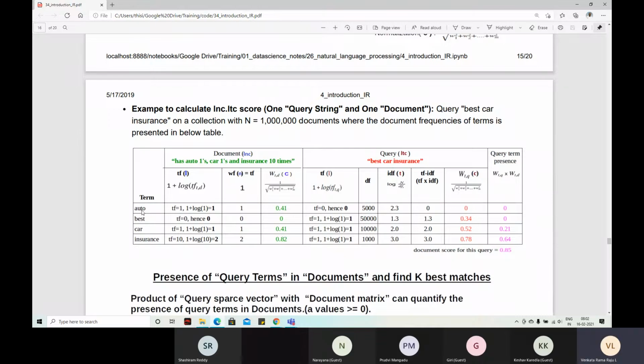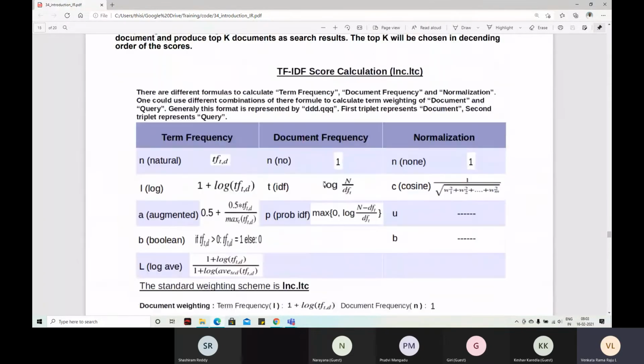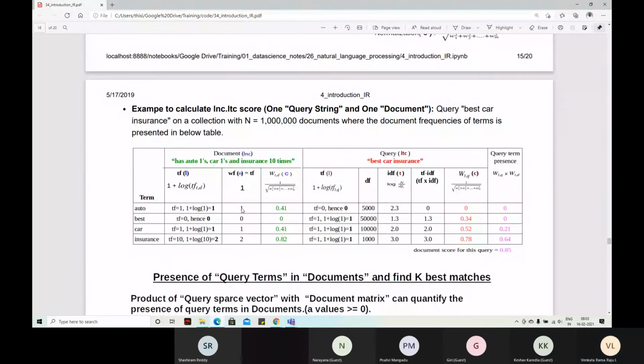So for the word auto, the term frequency is 1. I said L as the term frequency calculation, so 1 plus log of 1, that is 1. And best has term frequency 0. In the log term frequency, if it is 0, we take 0. Then 1, 10, like that. So I applied L as the term frequency for the document. If you have 1 million documents, for all of them this is how I'll calculate term frequency. And then N, natural, no document frequency. We are not going to calculate document frequency, so I kept 1 for all.